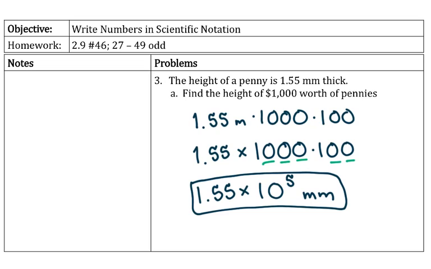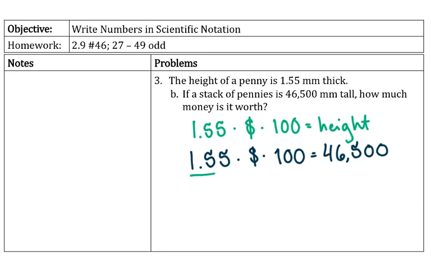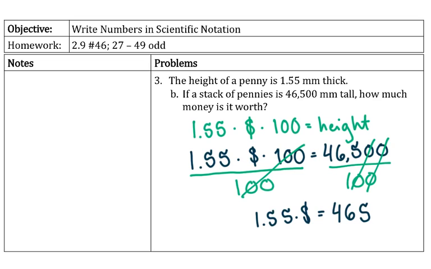And it's just a nice way to simplify a more complicated problem. You can also do similar things in reverse. If a stack of pennies is 46,500 millimeters tall, how much money is it worth? Well, we just looked at our previous one, where we said 1.55 times the number of dollars times 100 was equal to the height. Now instead of knowing the number of dollars, we know this variable. And in order to find that, we're finding a variable that is being multiplied, so we divide by 100, which would cancel out this. That cancels out very nicely here. And we also want to then divide by 1.55 to get our variable by itself.